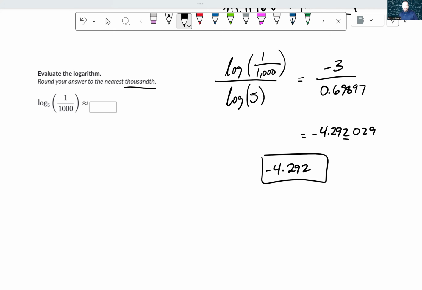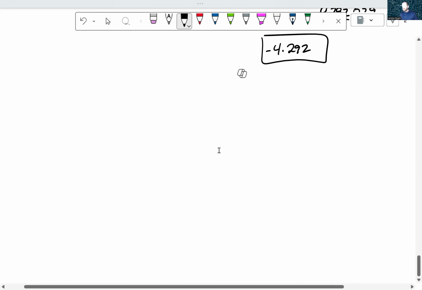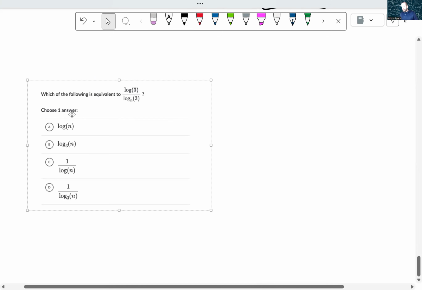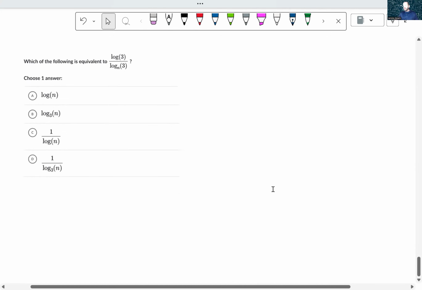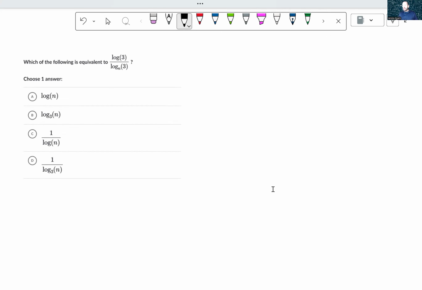Okay, and the next one's change of base rule, but it's asking us to kind of go in a different direction with the change of base rule. So this next one says here is a log with base 10 on the top, log base 3, and then log base n on the bottom. And so it wants us to simplify this logarithm and figure out which of these is equivalent to that.